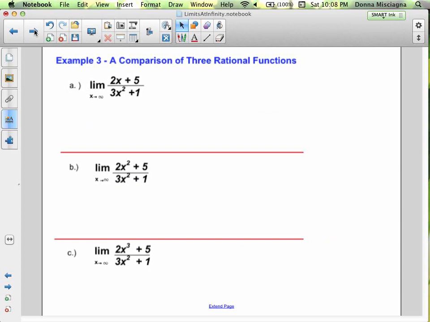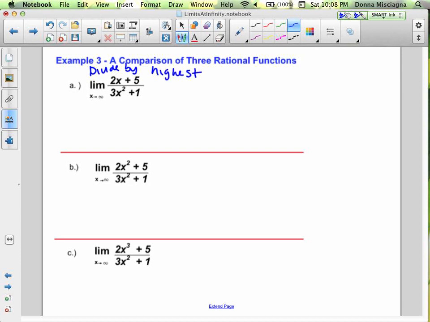So justify with your work. All right, so a comparison of 3 rational functions here. I know this one's in your notes, as well as some of those other ones. So we're going to divide by the highest power of x in all of these.